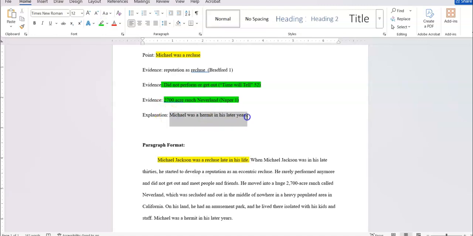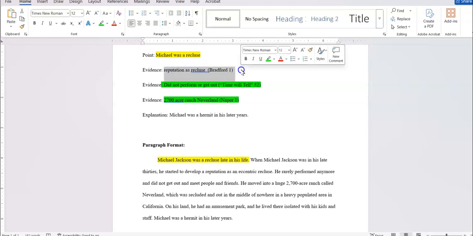And here's my third one right here. No, I just have, oh, here it is right here. Okay, so there are 3 evidence pieces. I'm going to move the first one down, reputation as a recluse.